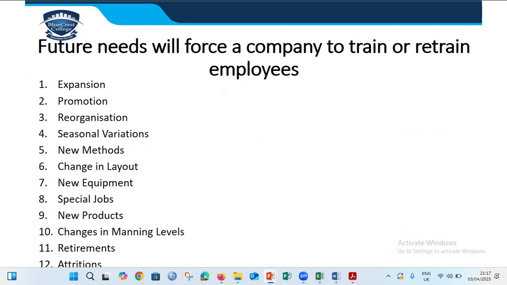So if you had 5 employees and now you have reduced to 3 employees, or you have increased to 10 employees, it will require training or retraining, right? And then in cases of retirement and attritions, all of these are situations that will call for training, but they will be for future needs. Okay.